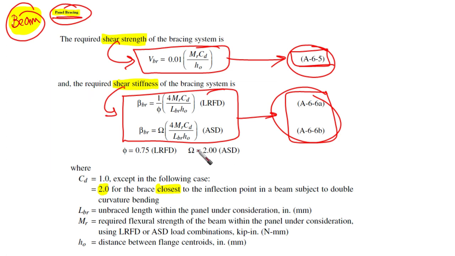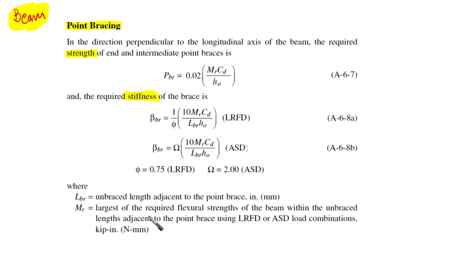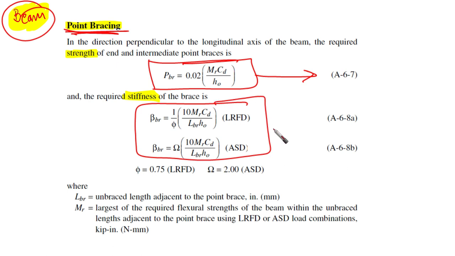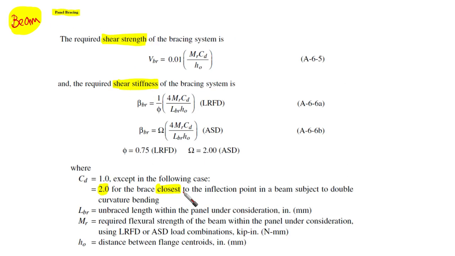Okay, I'm going to explain each term here. Go here. This is beam for point bracing, in a similar fashion. We're going to provide a condition for strength and a condition for stiffness. We have strength and stiffness, and then we have these different parameters. Let's go and explain about it.